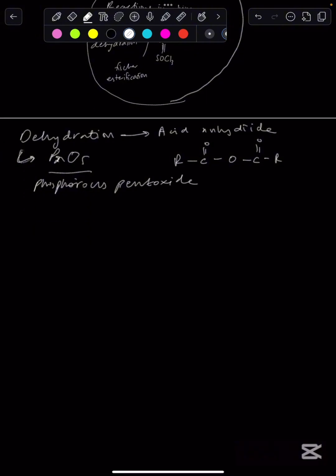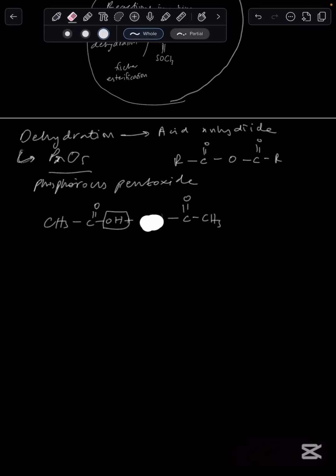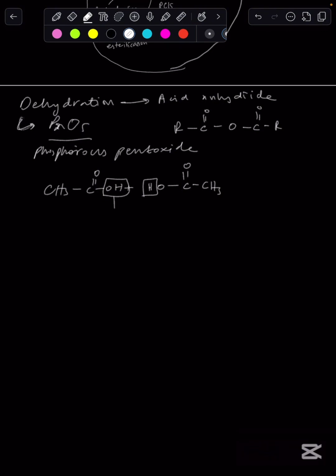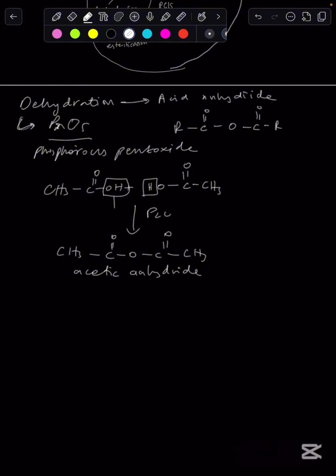So if we have, for example, two carboxylic acids, I'll flip the configuration. This is a reaction involving the hydroxyl group of one molecule and the hydrogen of another molecule of carboxylic acid. It's going to form the corresponding acetic anhydride in the presence of phosphorus pentoxide.